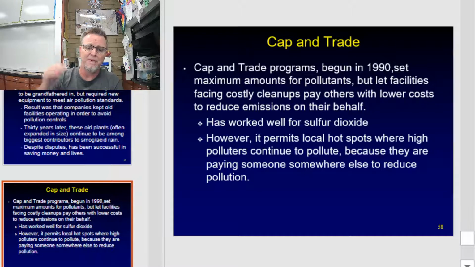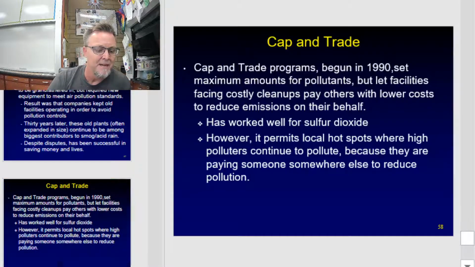We set a cap for how much pollution that we're going to allow, and then we allow businesses to work out with one another how they're going to manage the amount of pollution that they're producing. So it permits local hotspots where high polluters can continue to pollute because they're paying somebody else somewhere else to reduce their pollution, that might be less expensive or maybe not even need to be reduced at all. Not a big fan of cap and trade, but that's just me.